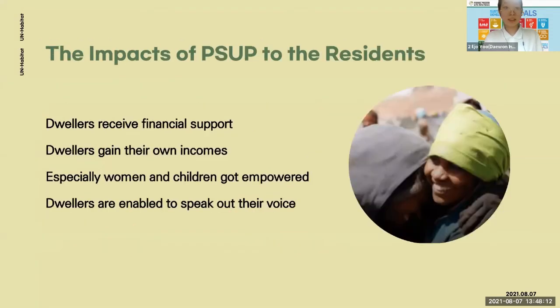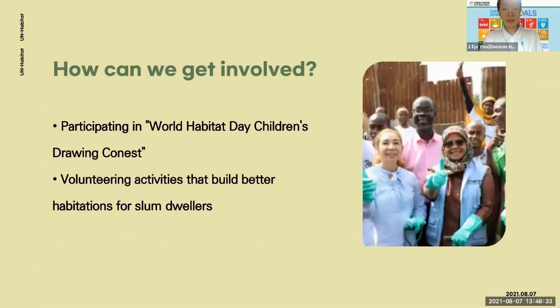In a nutshell, these achievements of UN Habitat had a substantial impact on the residents' life. They received financial support from their government to solve the structural problems of the slums, and they can speak out their voices to the world, begin to gain their own incomes from the workplaces, and especially the women and children dwellers are empowered. Now, it is important to remember that you can also make this spectacular effort just like UN Habitat. So how can we be involved in these campaigns and activities related to the slum upgrading?